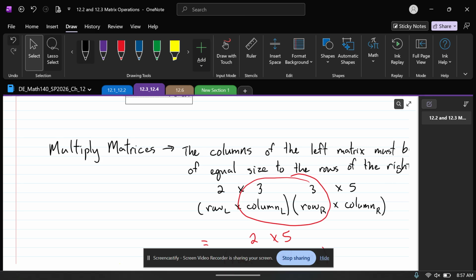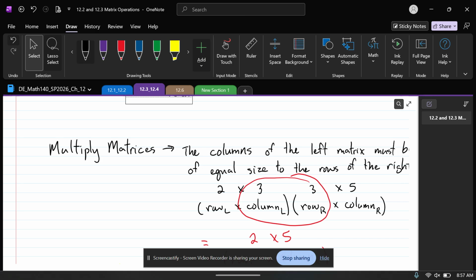Okay. So when you're multiplying matrices, look at the dimensions of the matrix, which are row by column. The columns of the left matrix have got to be the same size as the rows of the right matrix for you to be able to multiply them together. If those two numbers in the middle don't match on the dimensions, you can't do it. It's an undefined operation. Okay?